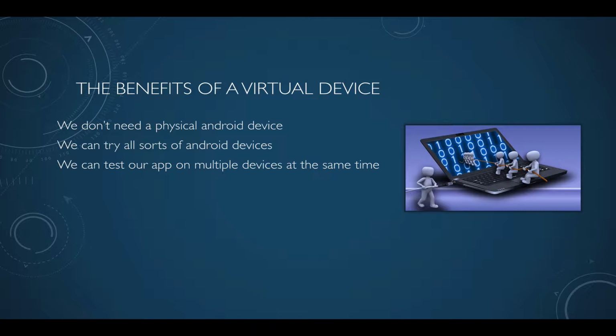The second benefit of using a virtual device is that you can run your app on all sorts of Android devices. This means that, for example, you can run your app on Nexus 5, Nexus 6, Nexus S, or other Android devices. There is no limit to that. And the third benefit of using a virtual device is that you can run your app on multiple devices at the same time. So for example, if you have a messaging app, you can run your app on 2 devices at the same time and test the messaging capability of your app.